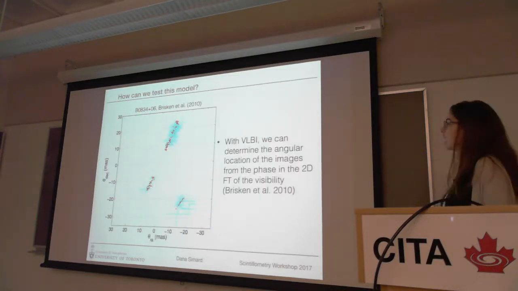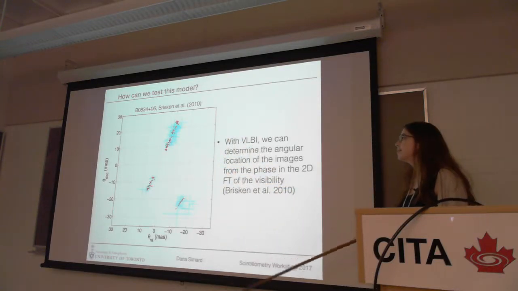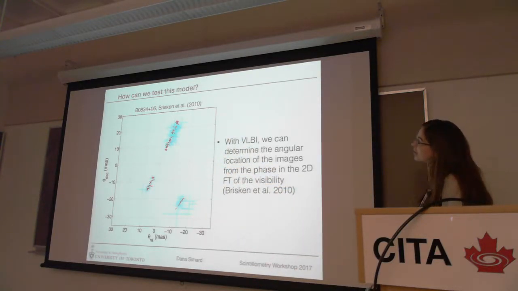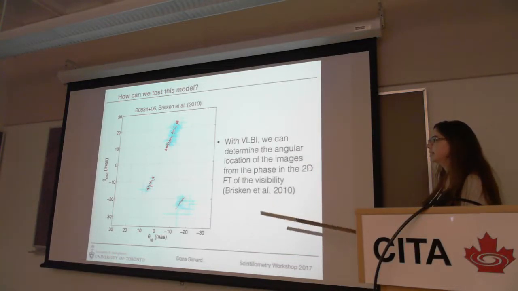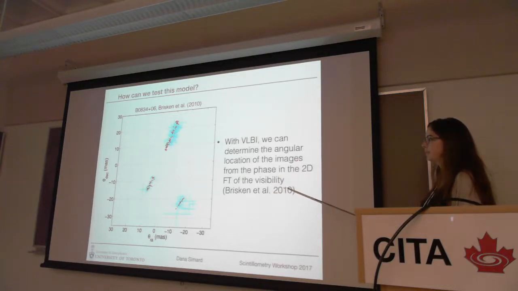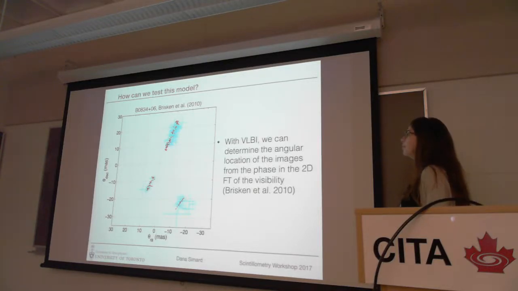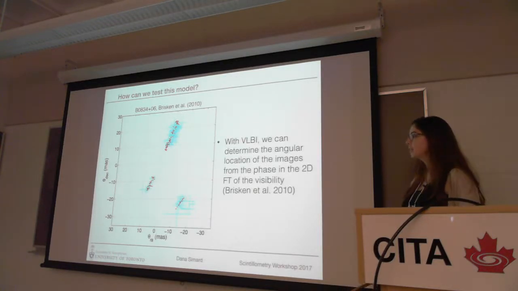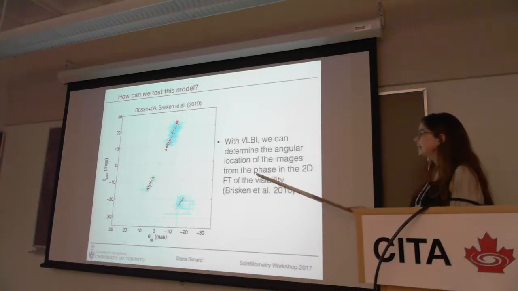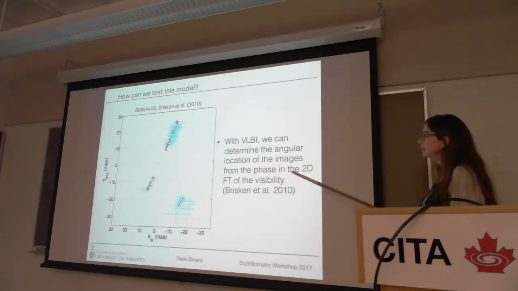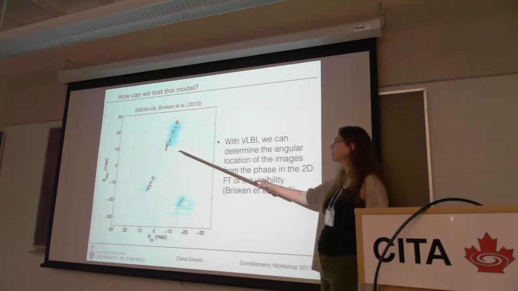But luckily, as was shown in this 2010 work by Walter Brisken and many others, some of whom are in this room, with VLBI, we can actually determine the angular location of the images from the two-dimensional Fourier transform of the visibility. And something that I think hasn't been mentioned before in this workshop, but is actually quite striking about this plot, is that with this technique to get at the locations of the images from the phases, those locations are given by these cyan points here. So you can see that the error bars are quite big.